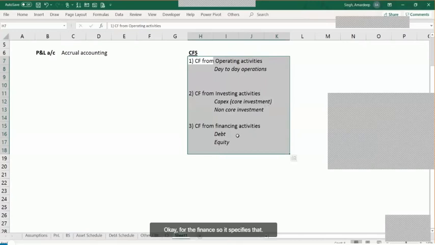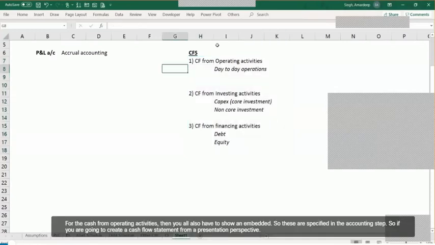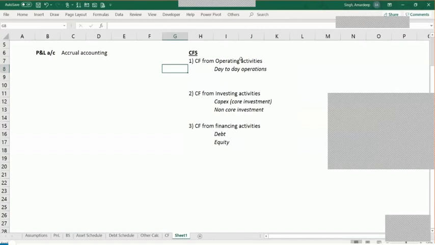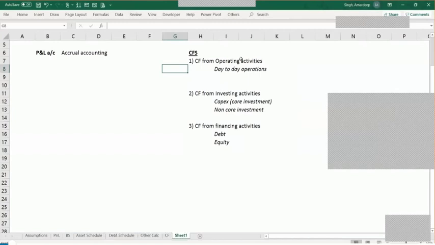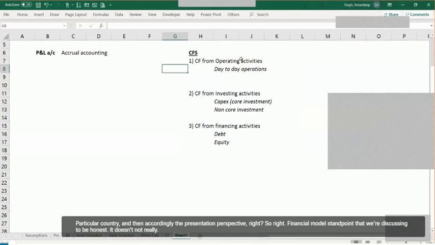financing activities. So it specifies that in case you're using a direct method for the cash flow from operating activities, then you also have to show an indirect method. So these are specified in the accounting standard. If you are going to create a cash flow statement from a presentation perspective, to align with the accounting requirement, then my recommendation is that you read the accounting standards of that particular country and then accordingly prepare the presentational aspect of it, right?